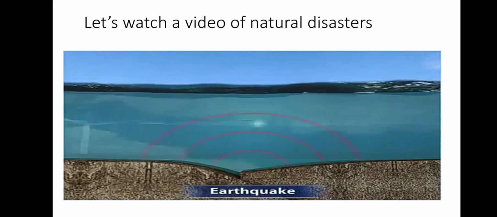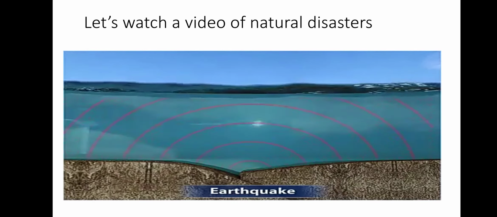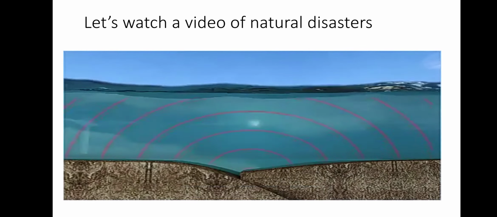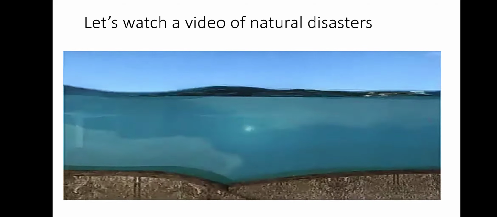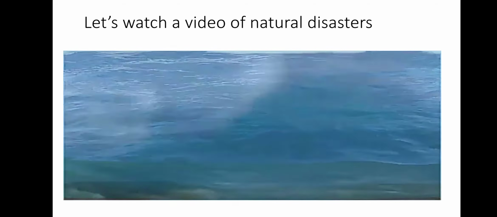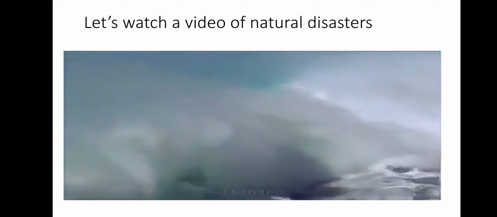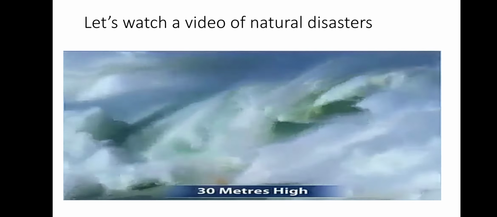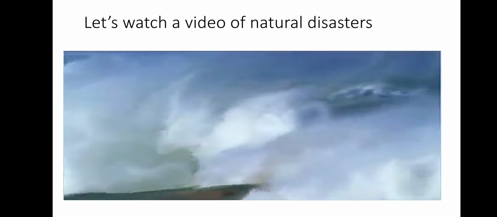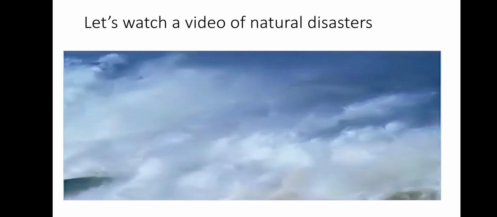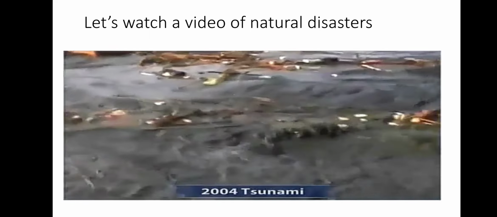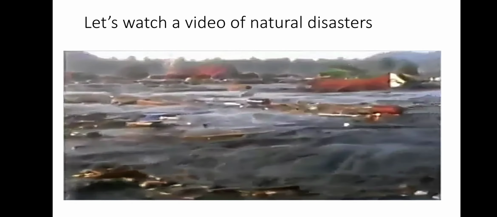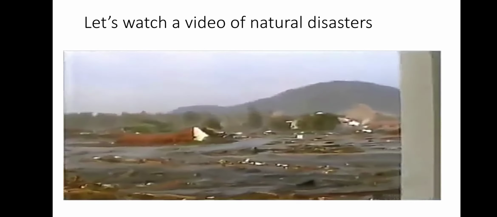When earthquakes occur in the seas and oceans, they displace large amounts of water and generate very high waves called tsunamis. These waves are up to 30 meters high and travel at very high speeds. Your chances of survival are close to nil if you were to stand facing one of these monster waves. One such example is the 2004 tsunami, which originated in the Indian Ocean.